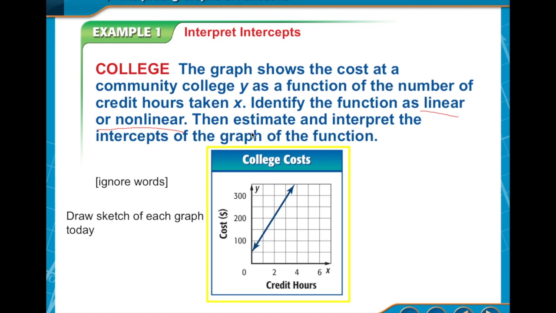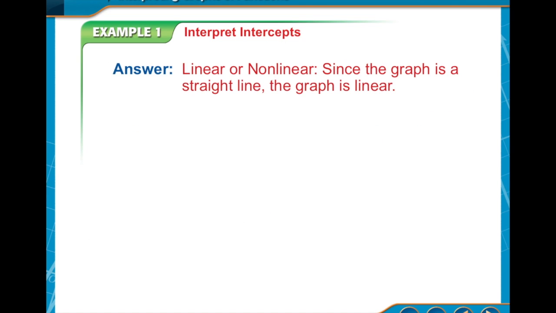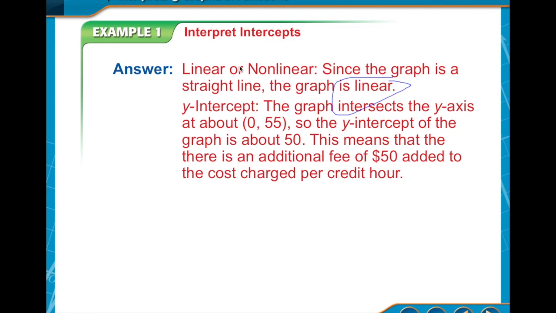So we can estimate and interpret the intercepts of the graph as well. So where does it cross the y-axis? At what value? At what value does it cross the x-axis? So try to draw yourself a little sketch as we move forward to understand the questions being asked here. So first, is it linear or nonlinear? Well, since the graph is a straight line, the graph is linear. So what you need to make sure you write is linear. Our graph is definitely a straight line.